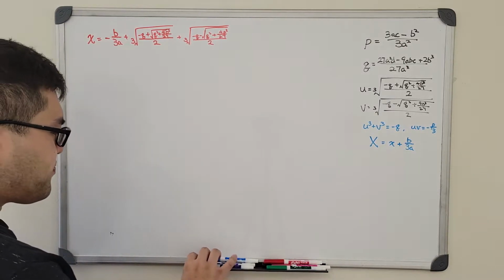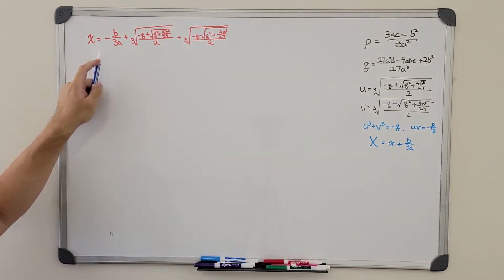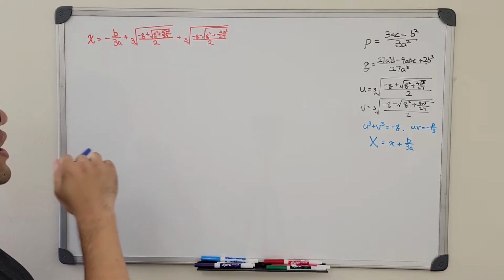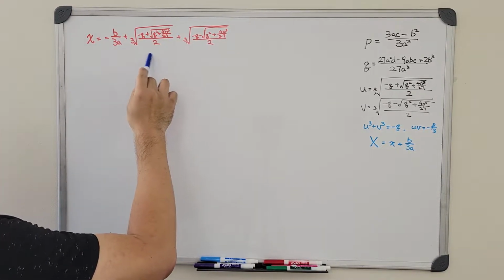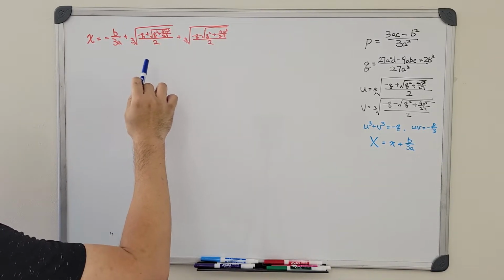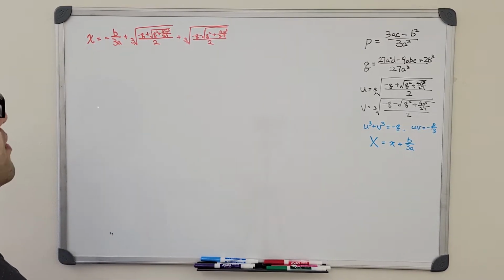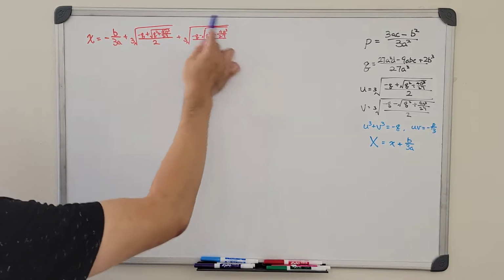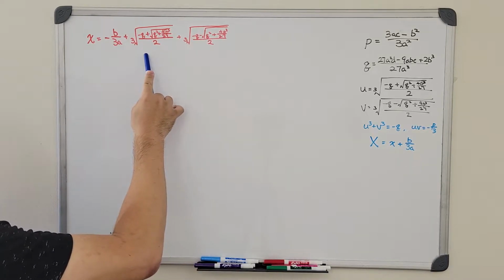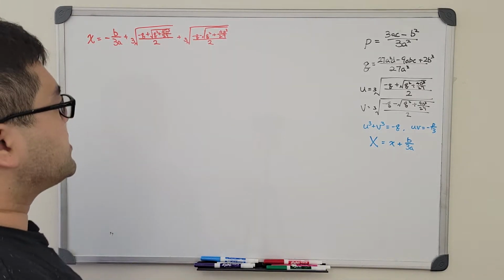So yesterday we found one solution of the cubic equation, which says x is equal to negative b over 3a plus this term: the cube root of the quantity negative q plus the square root of the quantity q squared plus 4p cubed over 27, all over 2. And then plus the other term that looks similar to the first one, except instead of a plus sign before the square root, we have a minus sign.